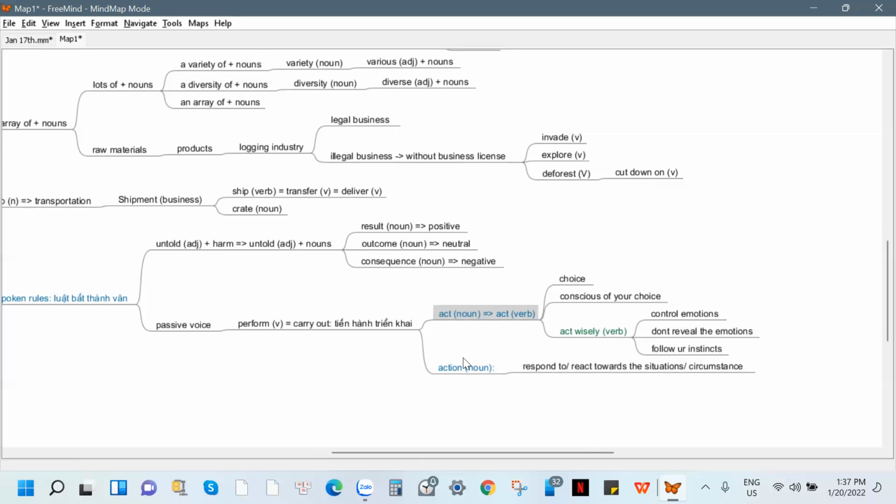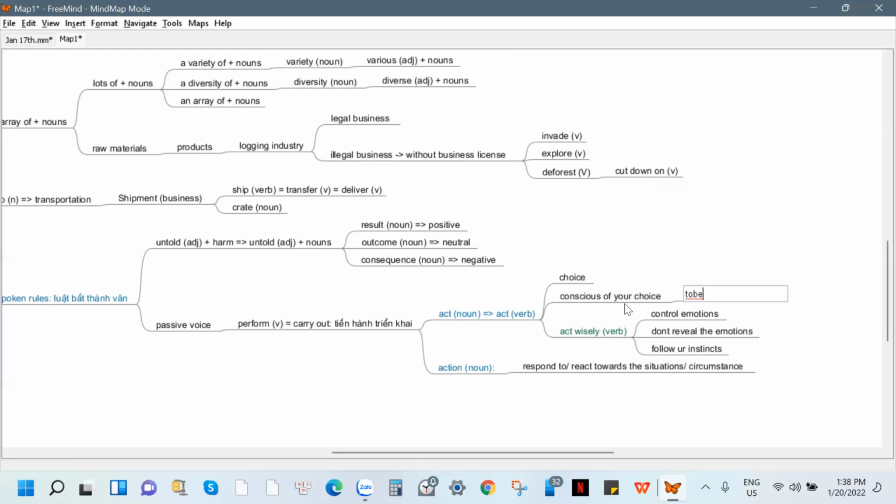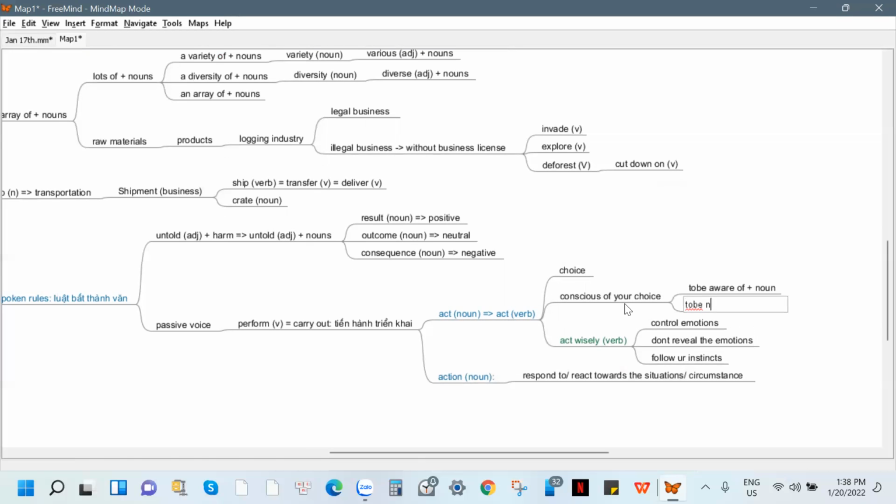But if you use the word act as an action verb, I act, it means that is your choice. And we know that you are conscious of your choice. Conscious of your choice means you are aware of your choice. You are not sleeping, okay? Not a sleepy head. Don't choose to do something based on feelings or emotions. So that is the difference between the word act and action.